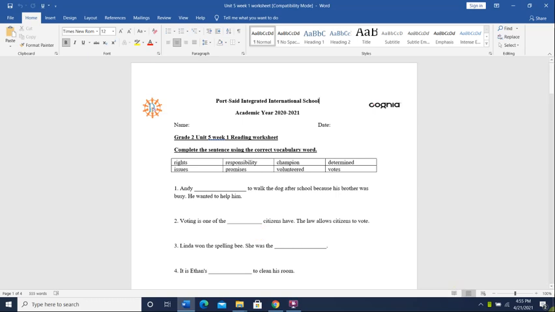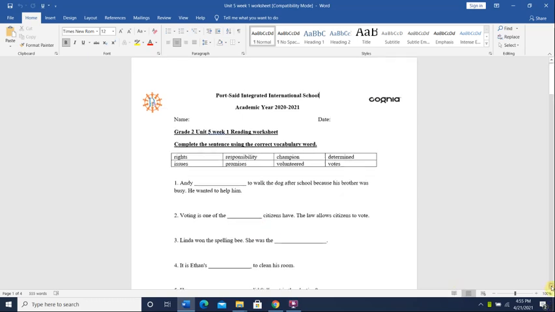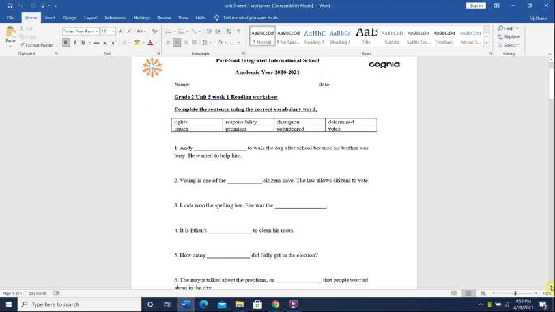Grade 2. Today we completed the reading worksheet for Unit 5, Week 1. We will start using the vocabulary words to complete each sentence. But before we do that, we should revise the meaning of each vocabulary word.